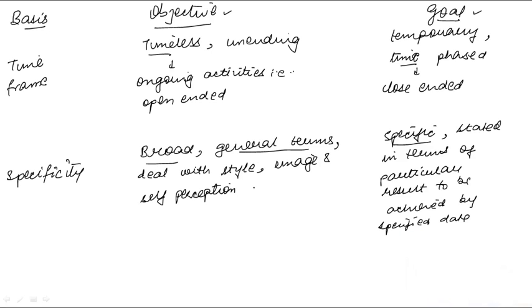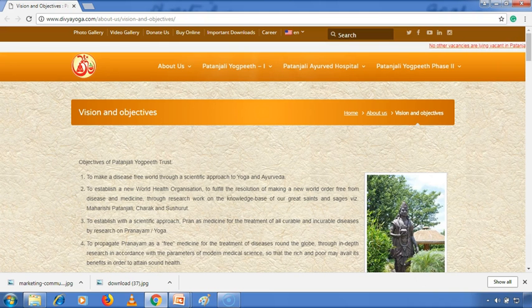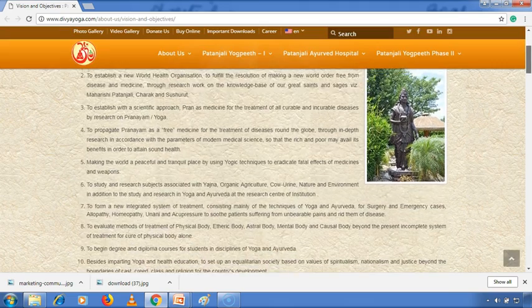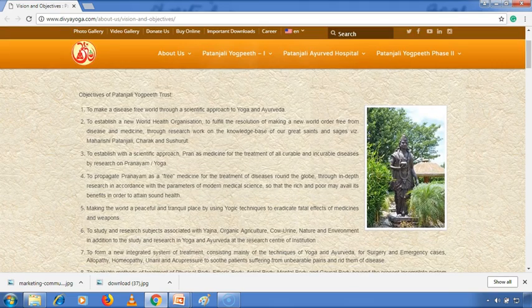Should I show you something as well? So, this is basically Patanjali Ayurveda Hospital. Look over here. What are basically the objectives? This is randomly what I put over there. To make a disease-free world through the scientific approach to yoga and Ayurveda. They are the objectives. After that, to establish a new World Health Organization to fulfill the resolution of making a new world free from disease and medicine, through research work, our great sages and seers, Maharshi Patanjali, Charak. This is basically something different from Baba Ramdev, right? So what are they? They are stated in general terms.